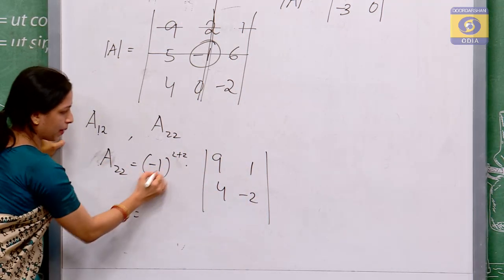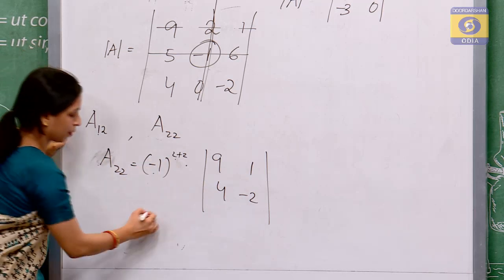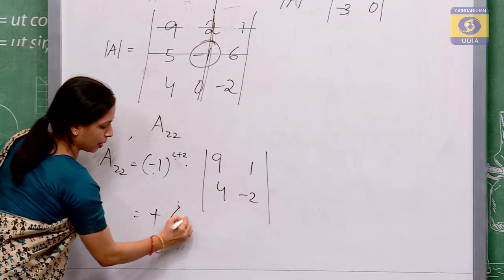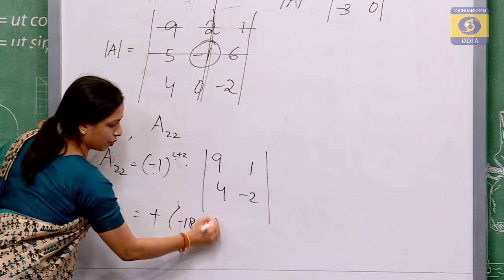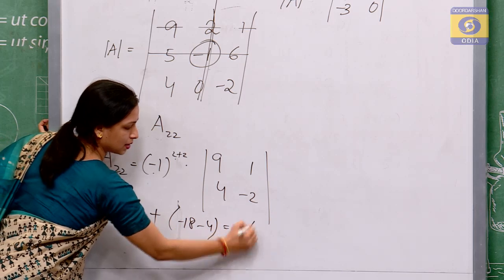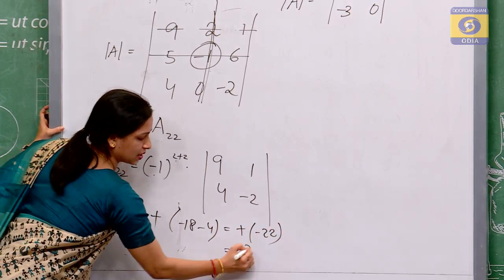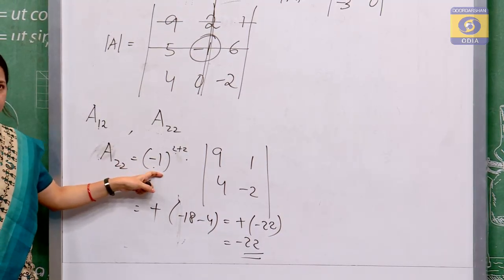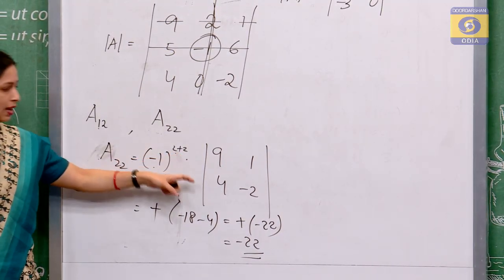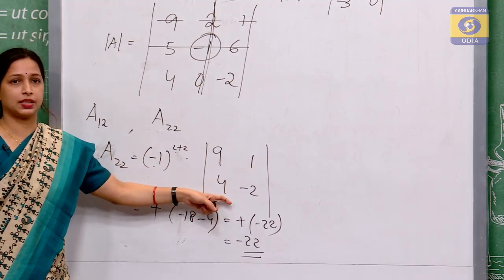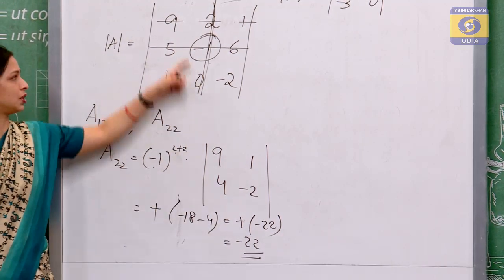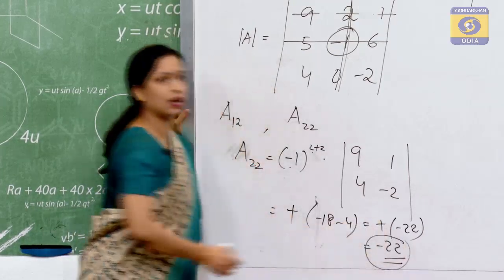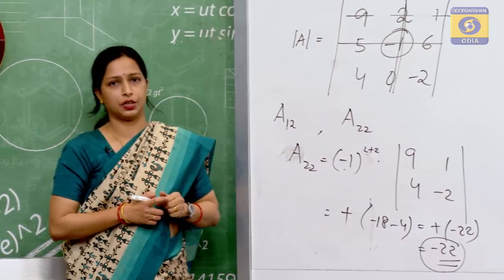What is the sign? Minus 1 to the power 4, plus, right, and the value we get is minus 18 minus 4, that is minus plus minus 22. So, the resultant is right. So, here we have directly used the formula, that is minus 1 to the power i plus j and the minor, the second order determinant that we have got using the element into consideration, right. So, this is how we find out the cofactors of order 3 determinants, right.